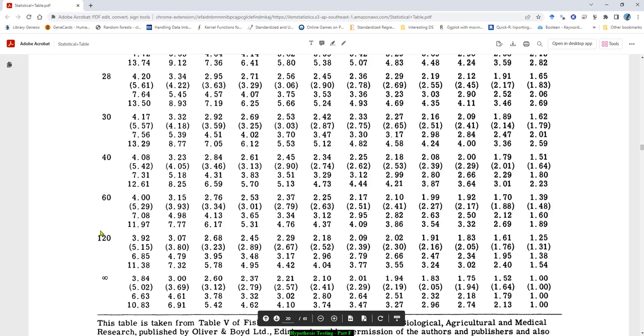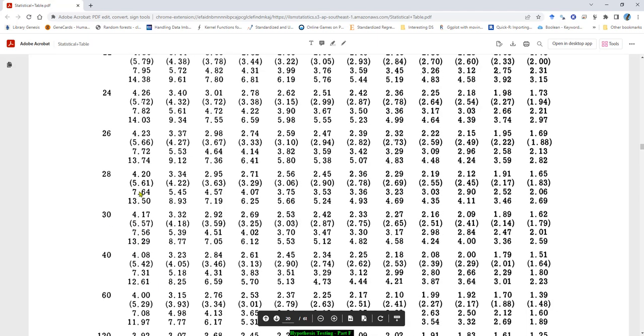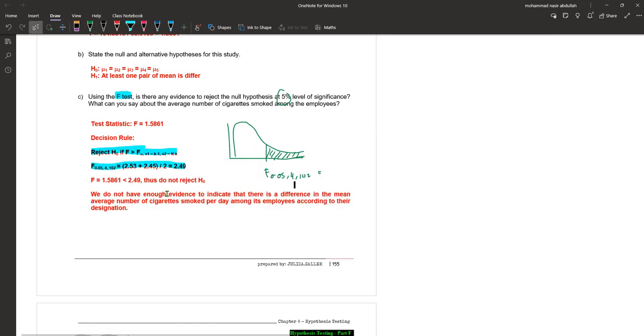Tapi selalunya dalam final exam, kita akan avoid soalan macam ni lah. Right? So, we will give you the value yang ada dalam table saja. So, what we can do is, macam ni lah. Kita boleh ambil dua value, 60 and 120 divide by 2. So, the nearest point kan is 90 kan. So, kita dapat 2.49. Right? So, compare with the calculated F value.